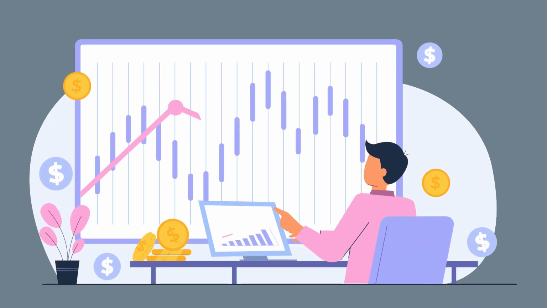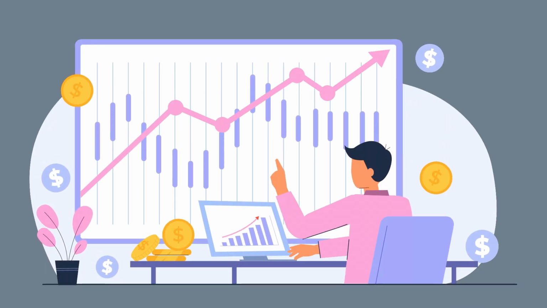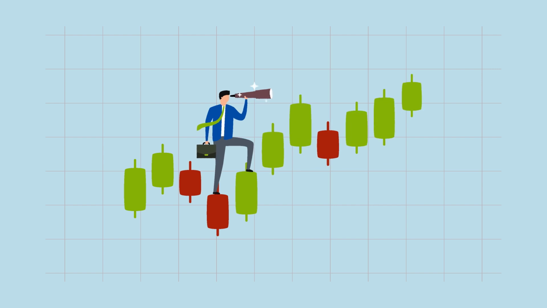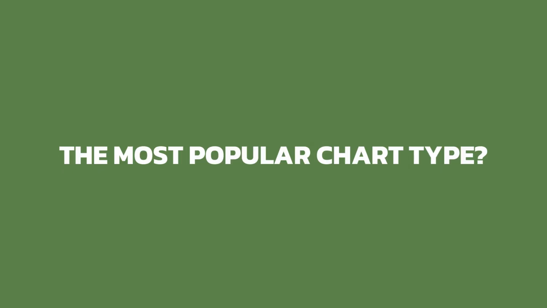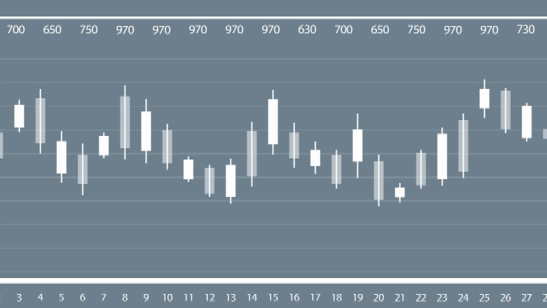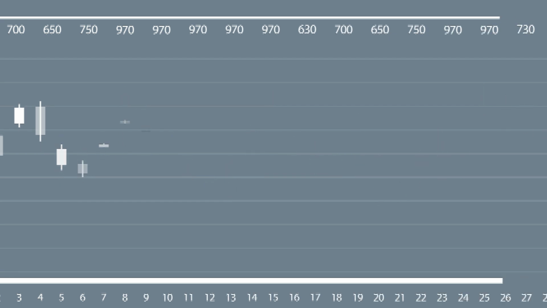If you're serious about trading, you need to understand charts. Why? Because charts show what the market is doing and what it might do next. The most popular chart type: candlestick charts. Each candle shows 4 key things: open, close, high, low.